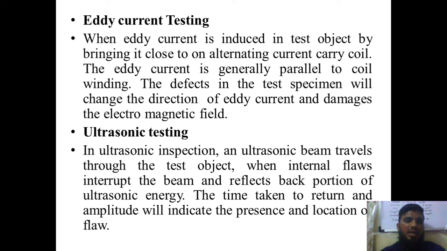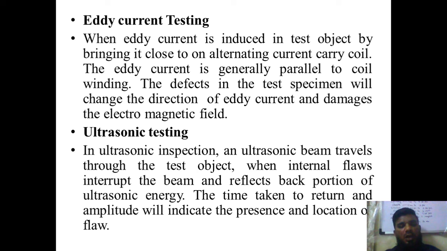Next is ultrasonic testing. In ultrasonic testing, we generally send a beam through a test object. You can take pipelines, for example. When the ultrasonic beam is passing through it, if there are some internal flaws, because of those internal flaws a small gap will be created.